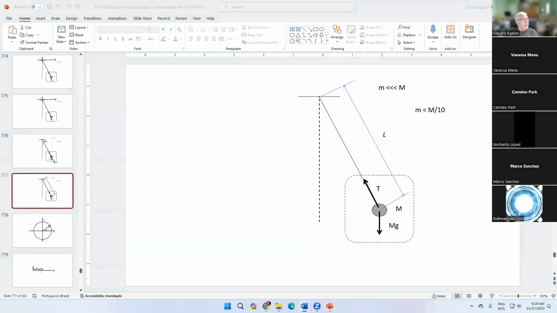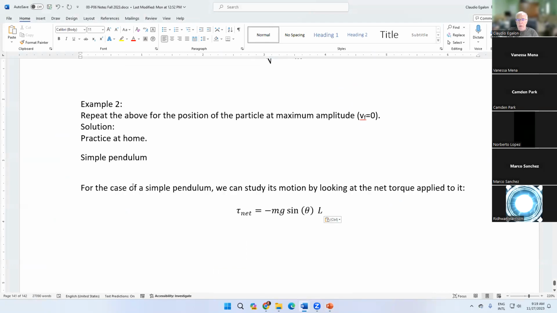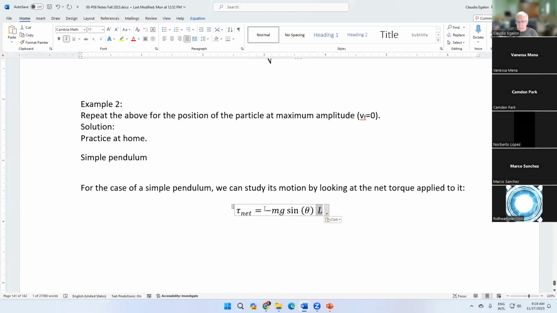And we can write down that the net torque applied to the mass is going to be given by the radial component of the weight times the distance from the point of rotation, which is L. But because this force is contrary to the angle theta, we call it a restoring force, so we must have a negative value right in here. Okay?